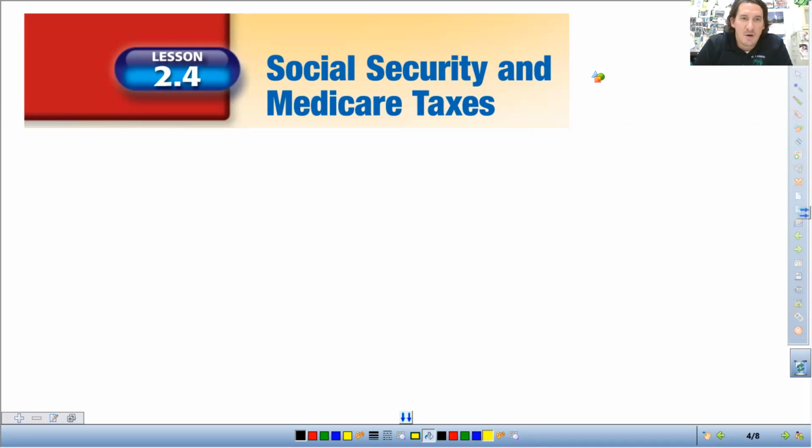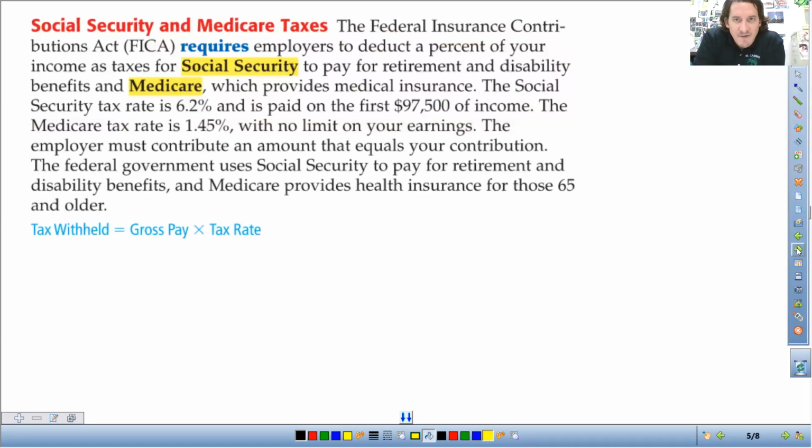Today we are talking about another deduction from a paycheck, Social Security and Medicare taxes. The Federal Insurance Contributions Act requires employers to deduct a percent of your income as taxes for Social Security, which pays for retirement and disability benefits, and Medicare, which provides medical insurance.